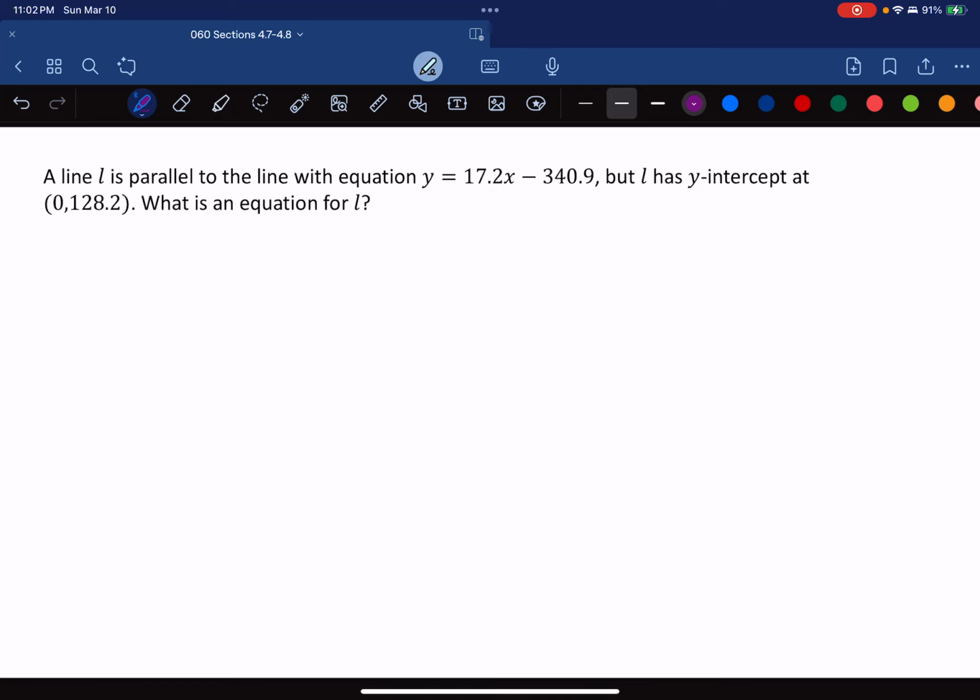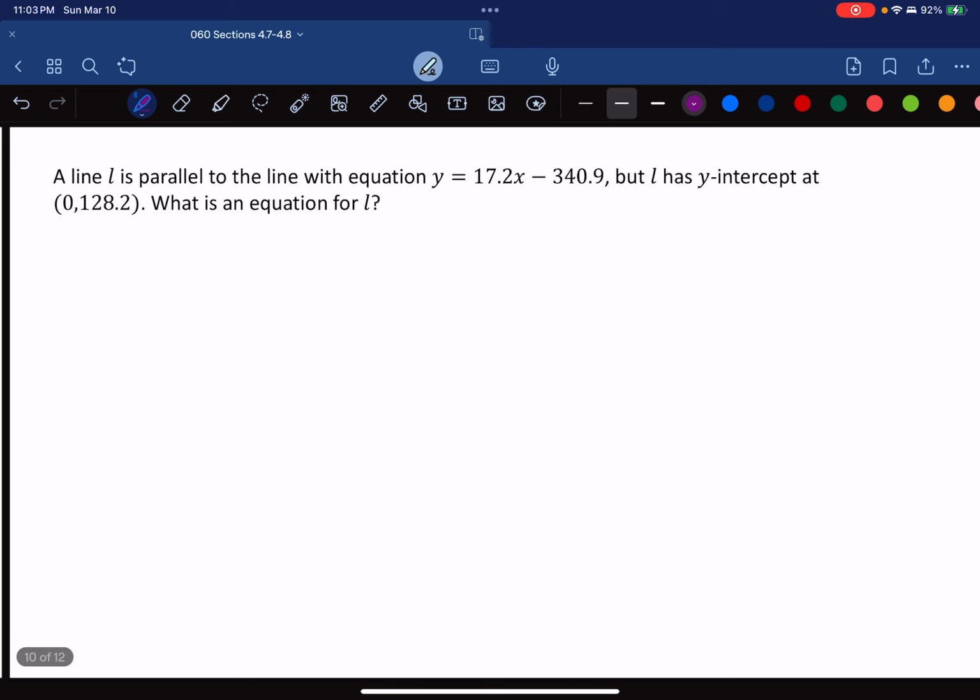Now that we have some information about the slopes of parallel and perpendicular lines, let's look at how to use that information to write the equation of a line. Here we have a line L. It says that a line L is parallel to the line with the equation y equals 17 and 2/10 x minus 340 and 9/10. But L has y-intercept at (0, 128 and 2/10). What is an equation for line L?